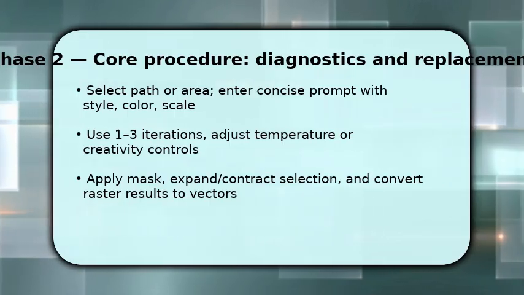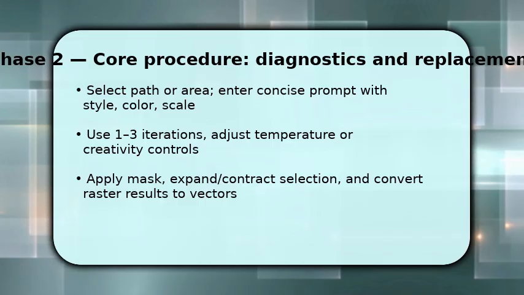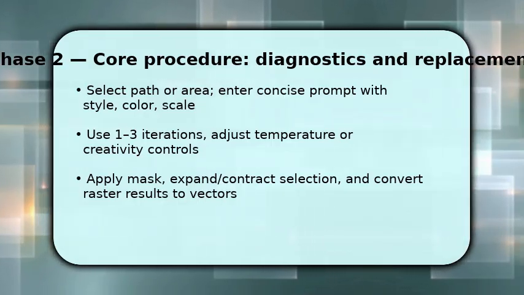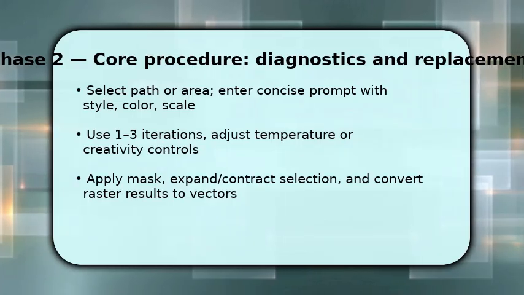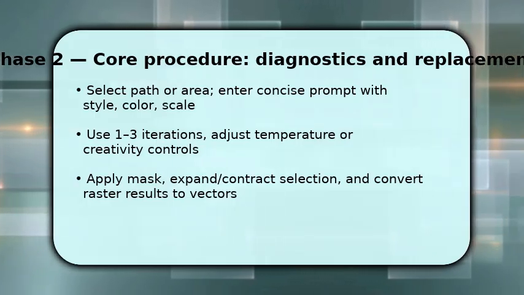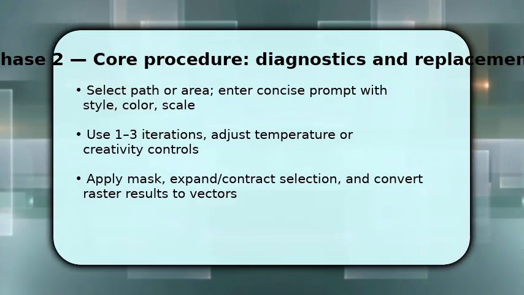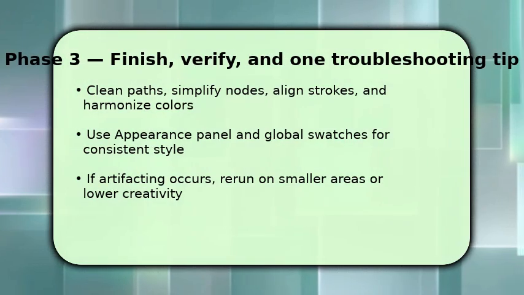fidelity versus novelty. Make sure to apply a mask for edge control, and when a raster result appears, use image trace or live trace with adjusted thresholds to convert to clean vector paths. This way you keep editable geometry and consistent stroke width. You finish by cleaning the generated paths.